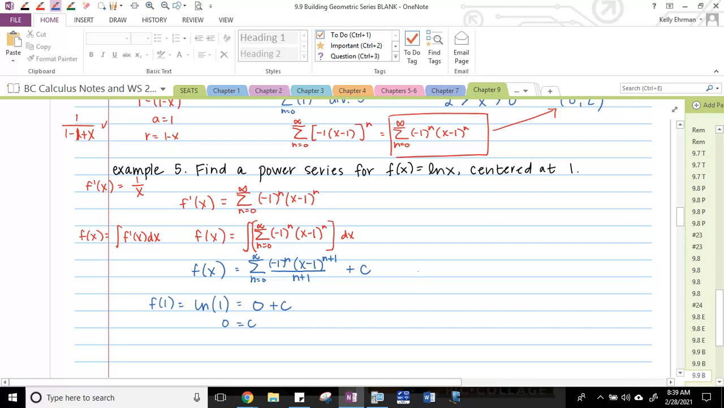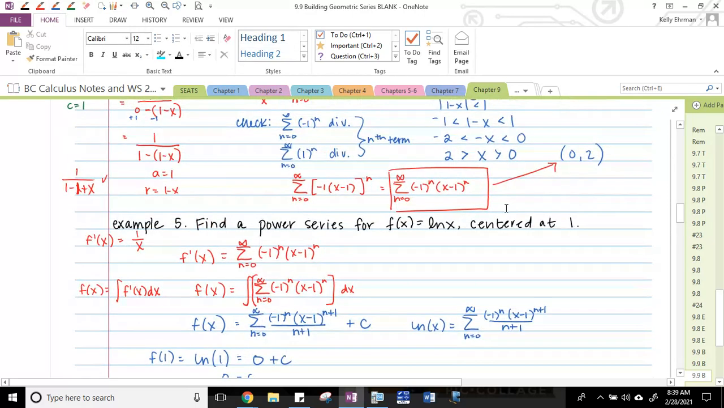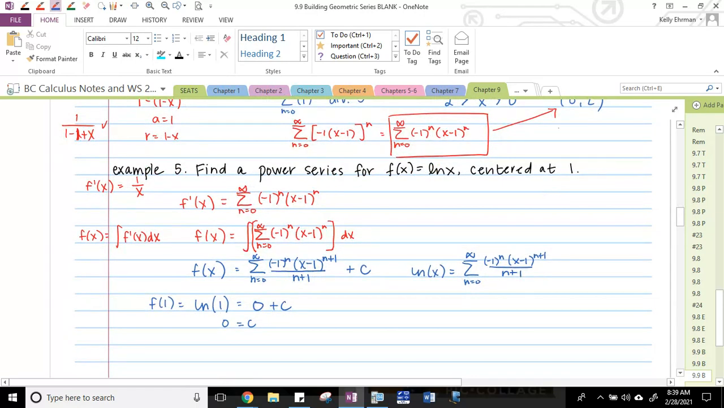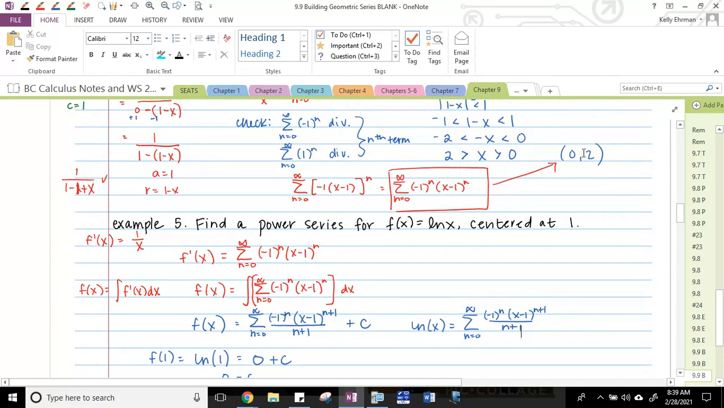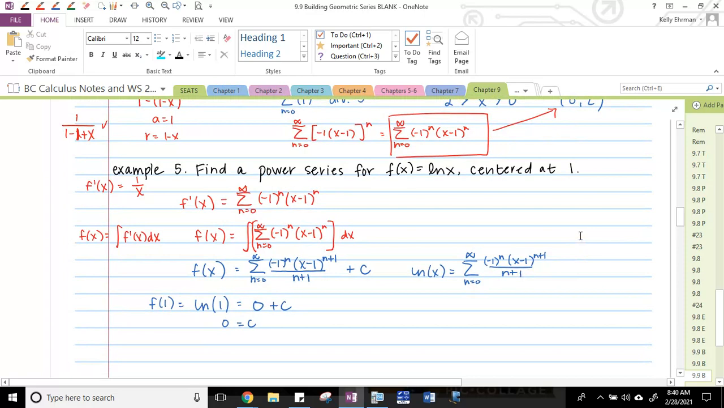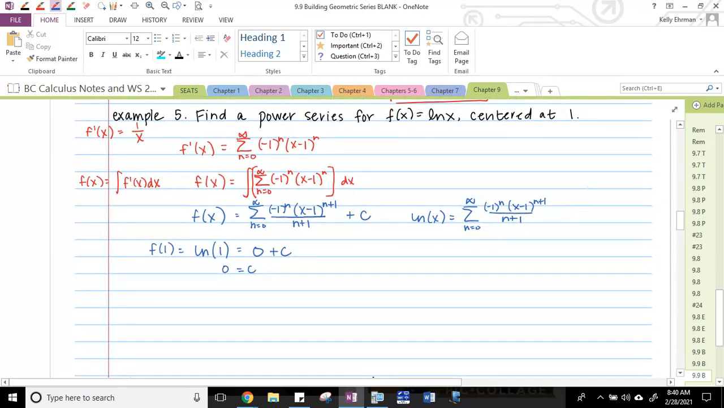Okay, so we just figured out that the natural log of x has a power series from 0 to infinity of negative 1 to the n times x minus 1 to the n plus 1 over n plus 1. Now, I don't have to do a ratio test to figure out its interval of convergence. Remember, the interval of convergence from the 1 over x power series, 0 to 2, we have the same radius of convergence. We're on the same interval. It's just that we have to check the endpoints again.